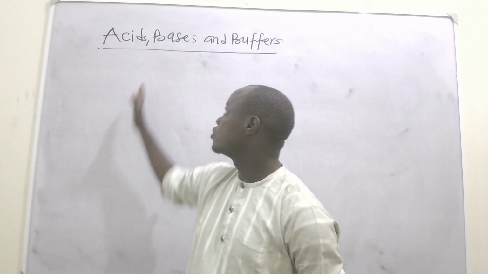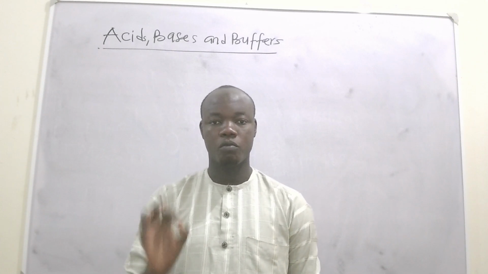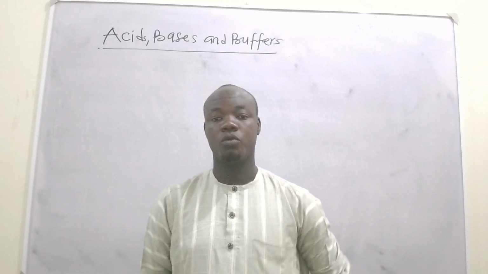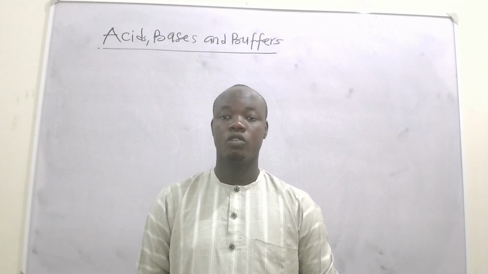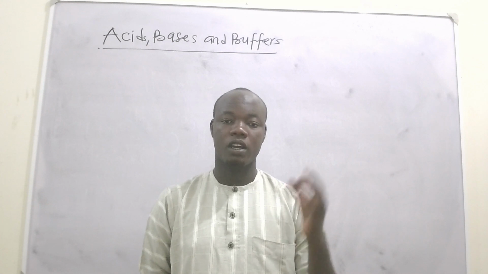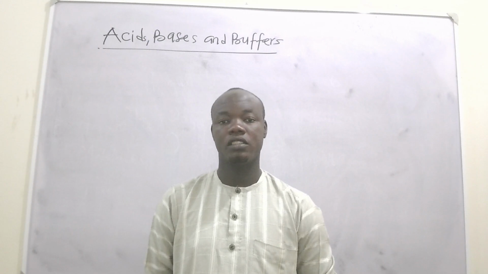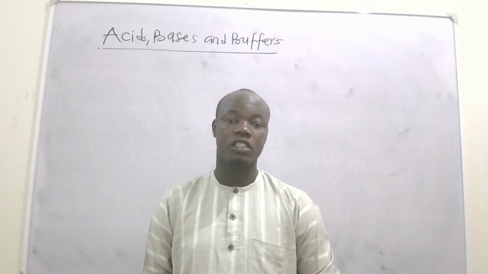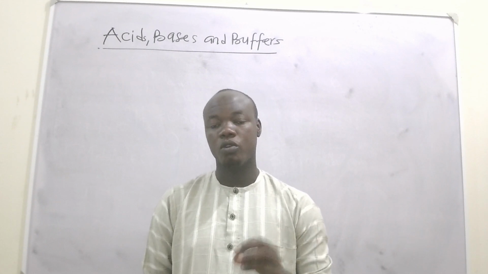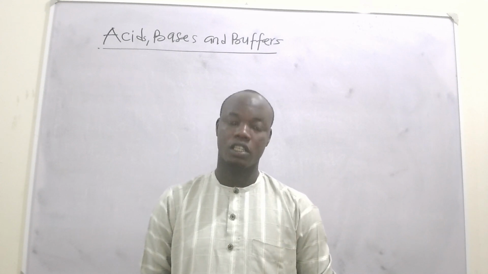And of course, today we are going to look at the concept of acids, bases, and indicators. So, what is an acid? We have different theories of defining acids. We have Bronsted and Lowry, we have the Arrhenius definition of an acid, and we have the Lewis definition of an acid. But in this video, we are going to focus more on the Arrhenius definition of an acid.